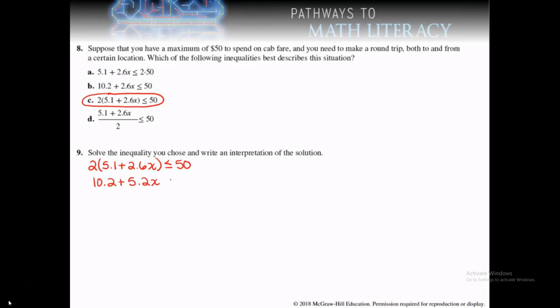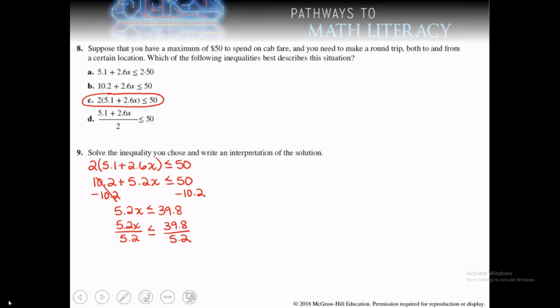Now we need to get the x by itself. So we're going to subtract 10.2 from both sides. That's going to give me 5.2x less than or equal to 39.8. And then I need to divide both sides by 5.2. And that's going to give me x less than or equal to approximately 7.7. And what does that tell us? Well, that means that the location that we're going to, if we need to make a round trip, better not be more than 7.7 miles away.